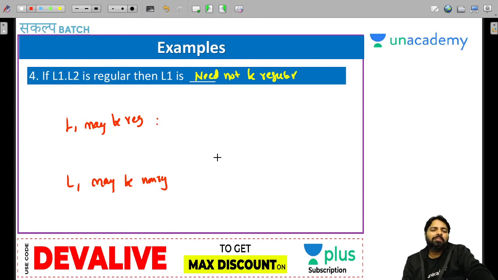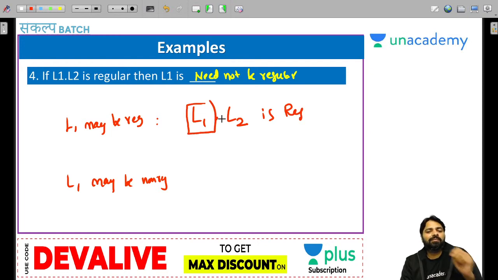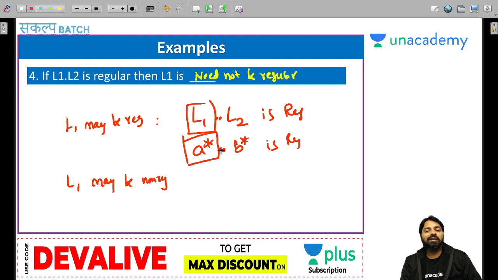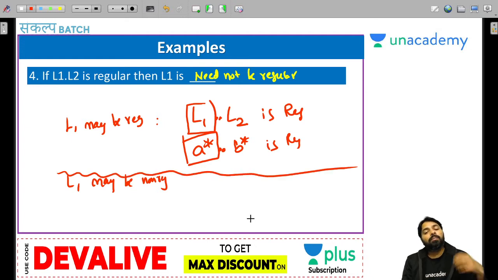First, if L1 is regular, take A star as L1 and B star as L2, this is regular. L1 is regular, and L1 dot L2 is regular. But now we need an example where L1 may be non-regular, so that the result is regular. And for this you will have to work very hard, guys.